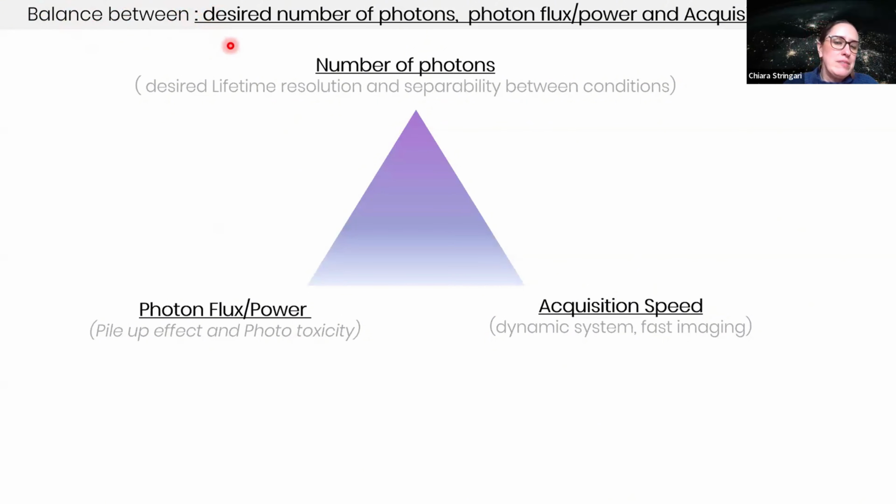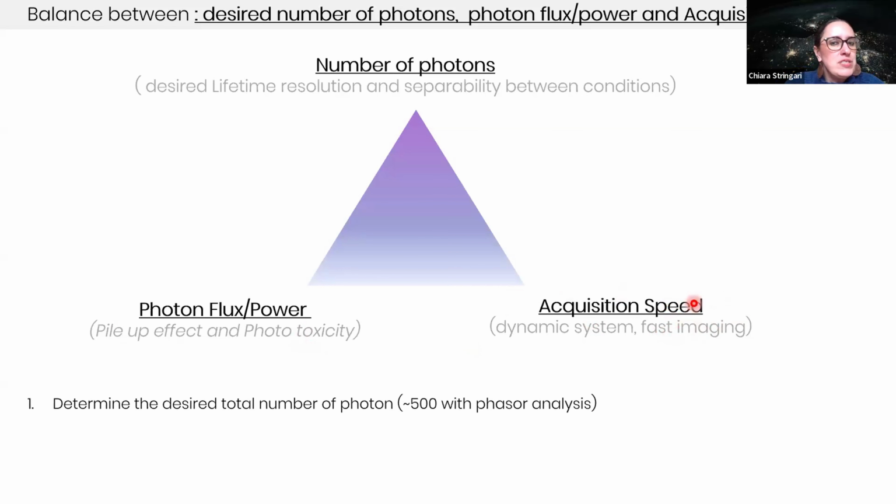So when you do FLIM and especially metabolic imaging, you always have a trade-off between the number of photons, so basically the desired resolution you want, the photon flux, so how much power and how much light you shine on your sample. That has an effect on the pileup and phototoxicity, and also the acquisition speed. So what is the dynamic of your system and how fast you want to do the imaging?